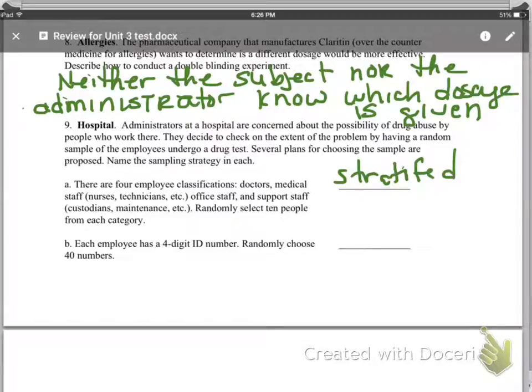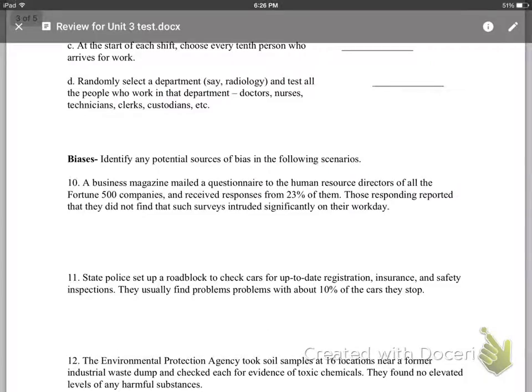Each employee has a 4-digit number randomly chosen. This is SRS. The start of each shift, every 10th person, this is systematic. And randomly select a department and test all. The word all there means that this is clustered.